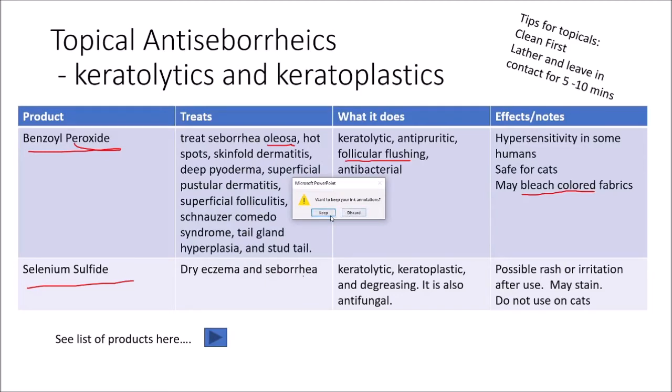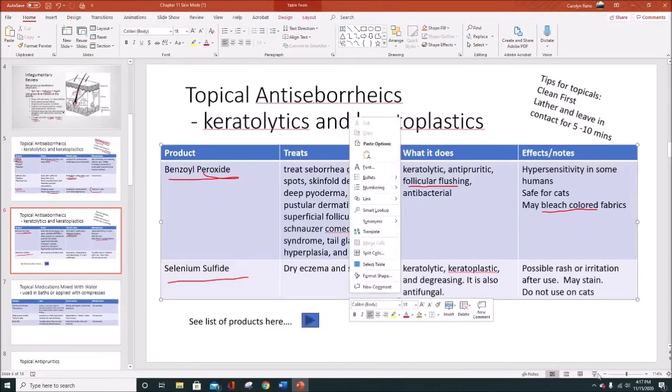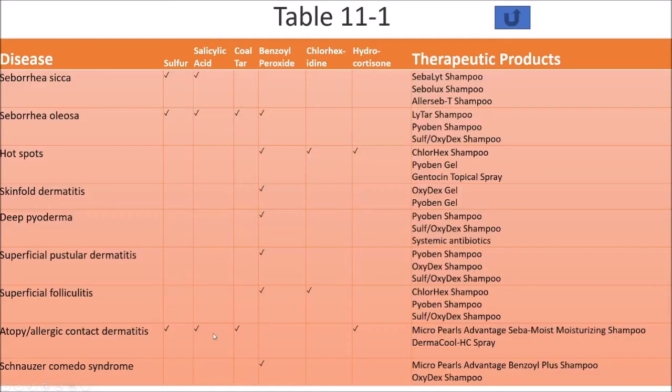Okay. So I have a list of products that treat which diseases. I have sulfur, salicylic acid, coal tar, benzoyl peroxide, chlorhexidine, and hydrocortisone. What are they? When do you want to use them? And what therapeutic products are they in? This can be really helpful to you as you're remembering things.